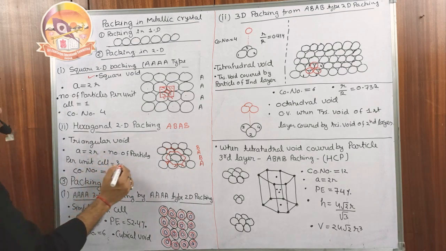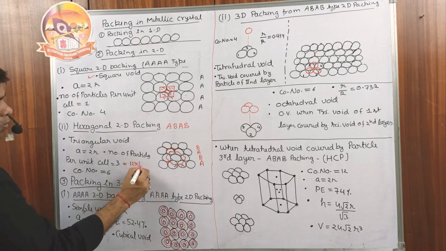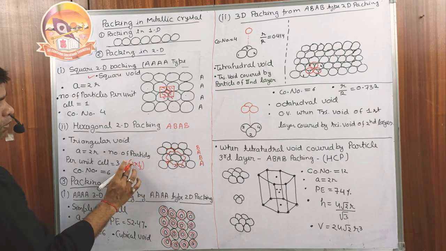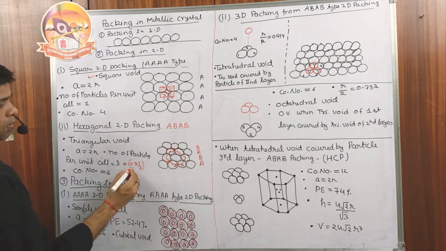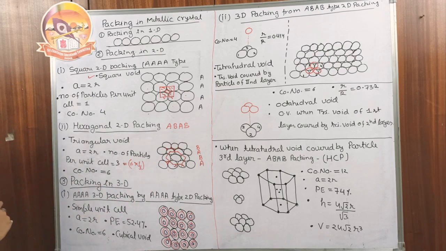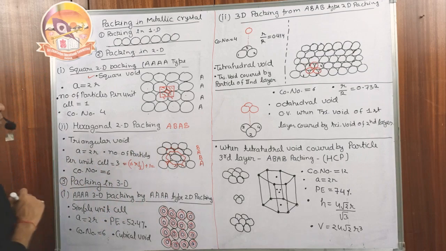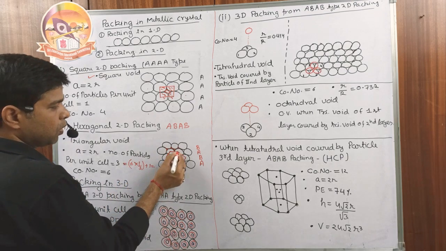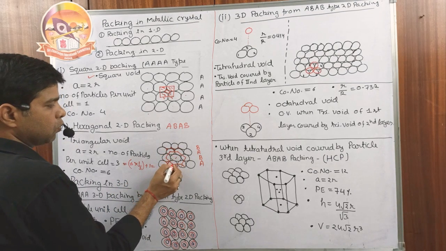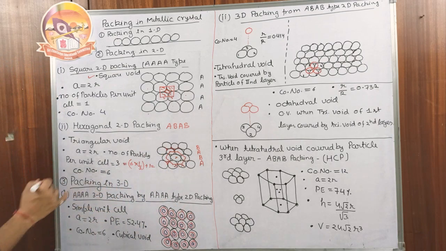Then the number of particles in one unit cell: we have 12 corners, each corner has the contribution 1 by 3. Sorry, we have 6 corners: 1, 2, 3, 4, 5, 6. Six corners, each one has the contribution 1 by 3, plus 1 particle in the center. So the number of particles becomes 3. Coordination number: how many particles are in direct contact? 1, 2, 3, 4, 5, 6. One reference particle is surrounded by 6 particles.